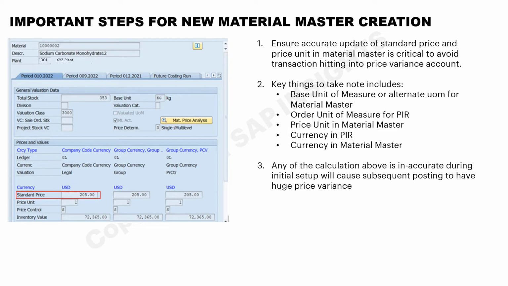All right. Now, for this material, the standard price is set up as $205, with the price unit of 1, and the base unit mentioned here is kilogram. What you're trying to tell the system here is that for this material, 1 kg is equivalent to 205 US dollars.